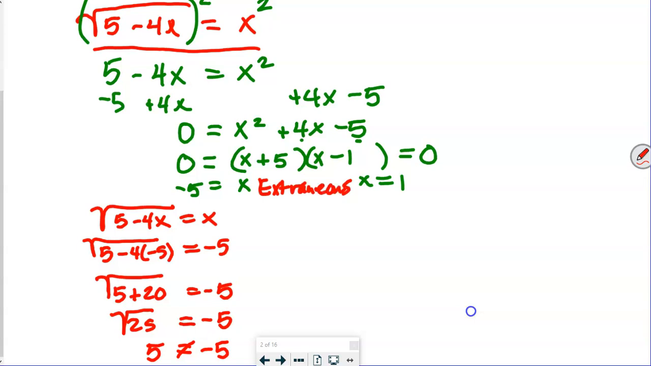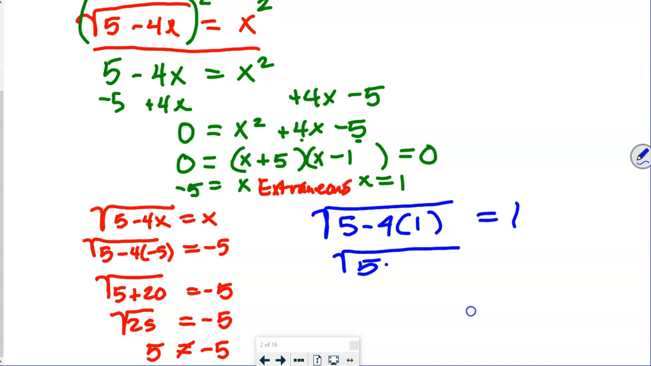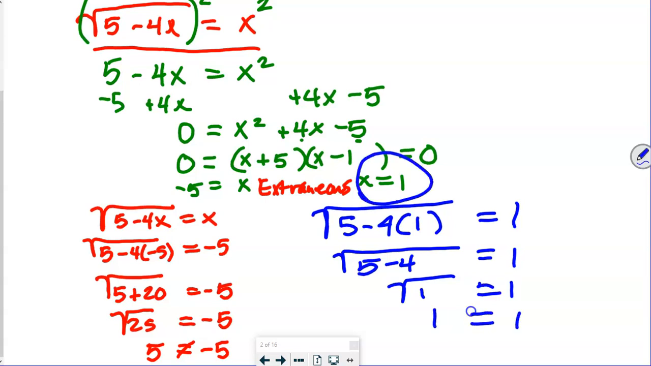Okay. Now let's plug in that 1, and let's see how it does. So we've got 5 minus 4 times 1. Does that equal 1? So here again we've got 5 minus 4. And so that's going to be 1. So yes, 1 equals 1. So that is our actual solution right there. That's the valid solution. The x equals negative 5 is an extraneous solution, so it is not the solution. It creates a false statement.